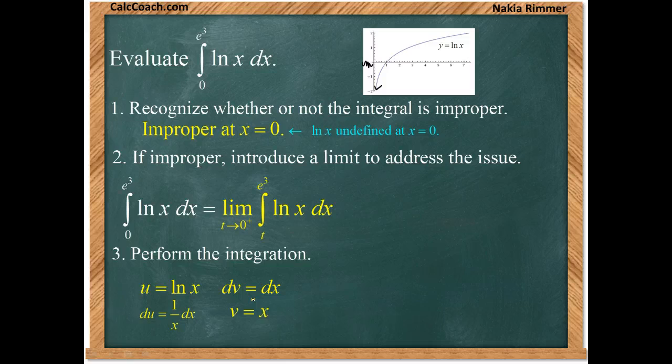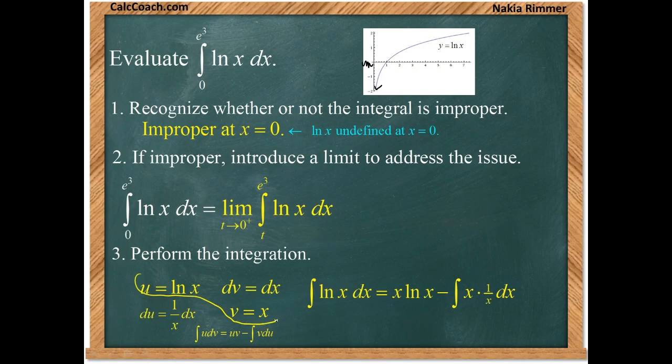So we put these together in the formula for integration by parts, which is uv minus the integral of v du. So our integral becomes x log x minus the integral of x times 1 over x. And then the x's just cancel out, and the integral of 1 is just another x. So it turns out that what we get is x log x minus x. That is the antiderivative of the natural log of x. If you were to take its derivative, you'd end up with natural log of x.